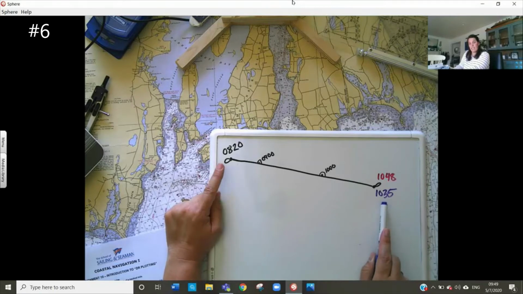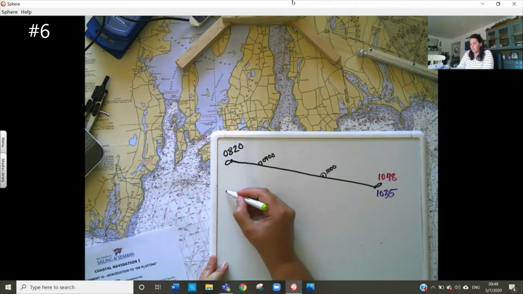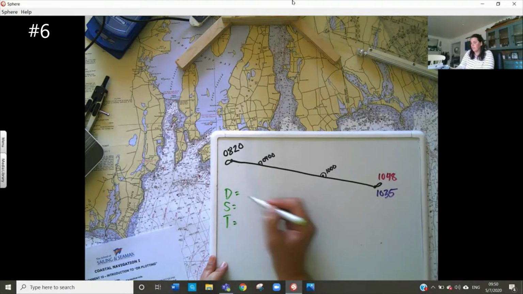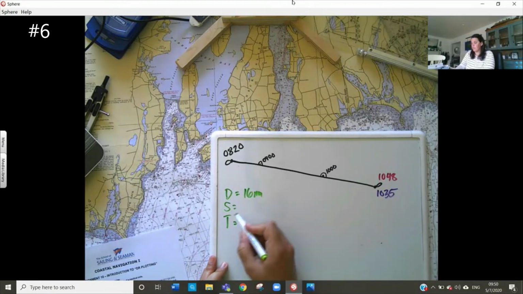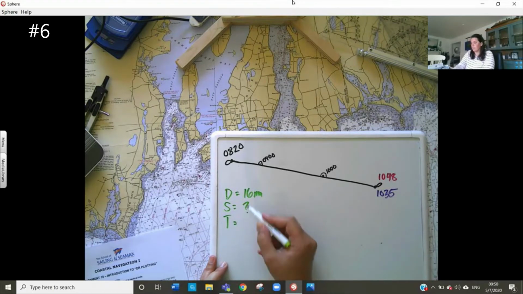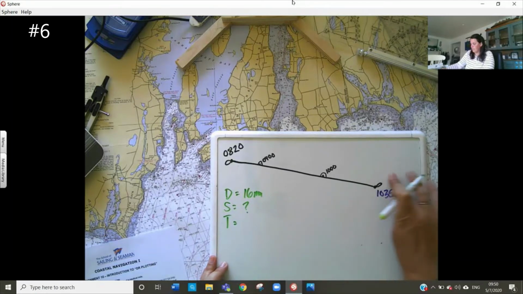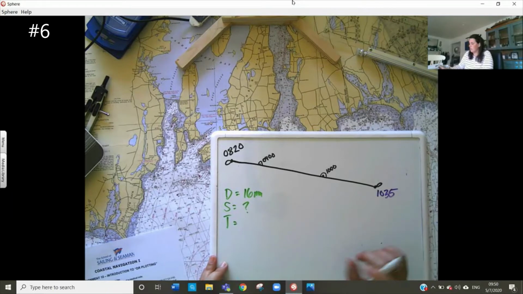So what actually happened? So in order to do that, we go back to our distance, speed, and time calculation. So our distance we had calculated to be 16 nautical miles. Our speed is what we're looking for. What was our speed made good? And our time was from 8:20 to 10:35, because that was the actual time we got there. So we need to do a 10:35 minus 8:20 calculation to get what our time is.